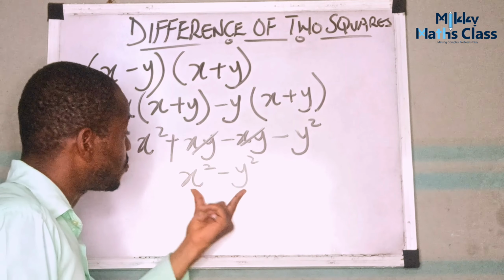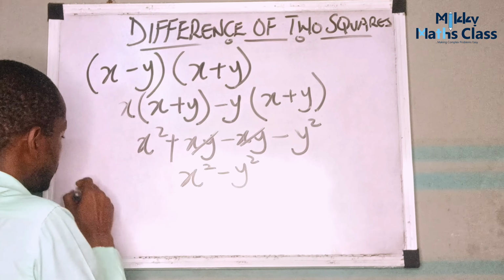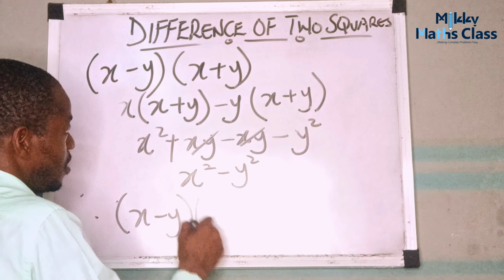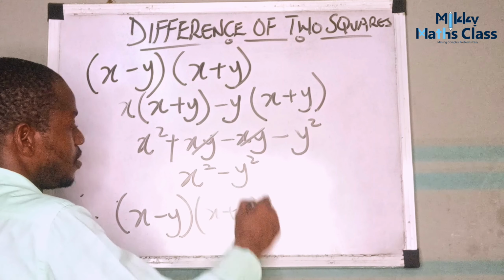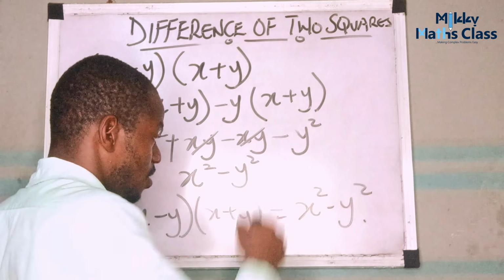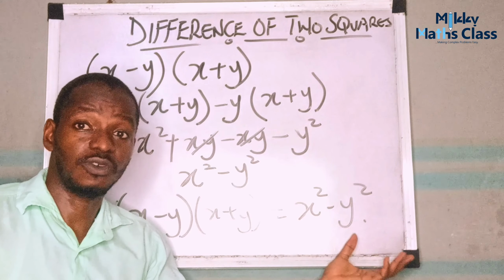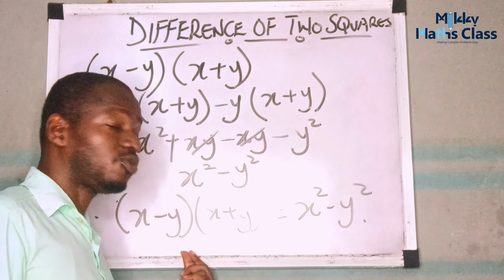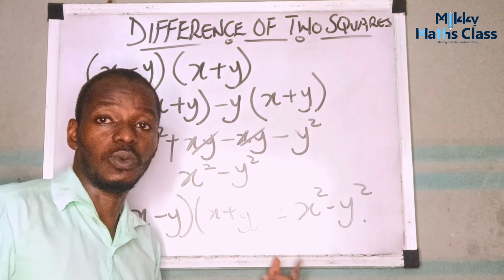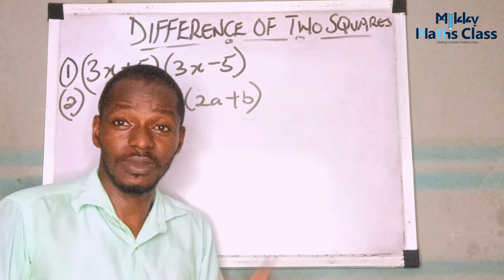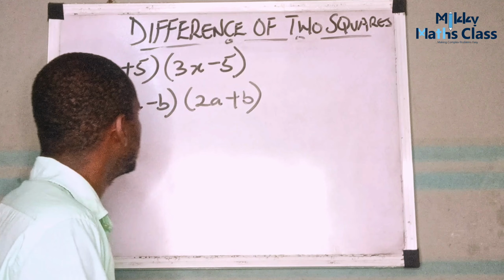That means this expression, x minus y, x plus y, is equal to x squared minus y squared. So the difference of two squares, x and y, is x minus y, x plus y. Alright, with the idea of the difference of two squares, we can use it to expand what we have.